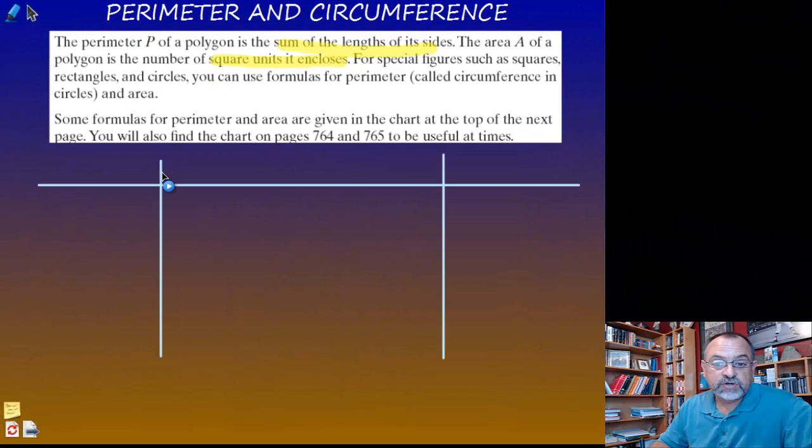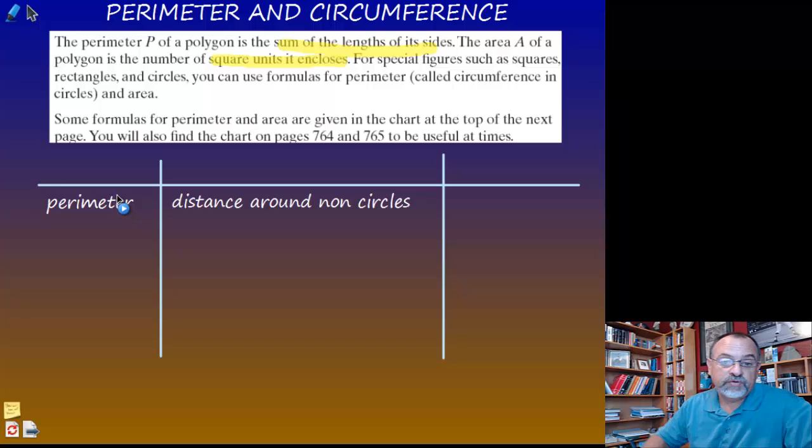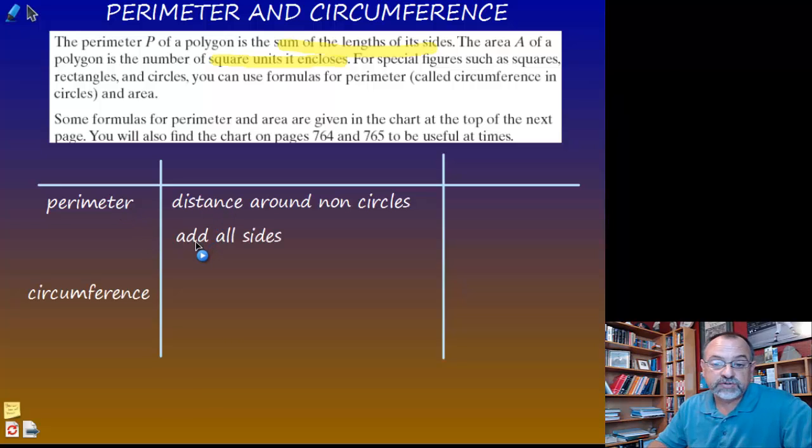Now circles are a little bit different. Well, let me just review perimeter real quickly. Distance around non-circles, we simply add up all the sides. Now circumference, which hopefully you heard before, but if not, is simply a fancy way to say the perimeter of a circle. A circle is not like a polygon because it doesn't have sides that you can add up, so you have to have another way to calculate it. So we use a different word because perimeter, we tend to think of adding sides. Circles don't have sides, so we use this fancy word circumference, but circumference really is just the perimeter of a circle or the distance around a circle.